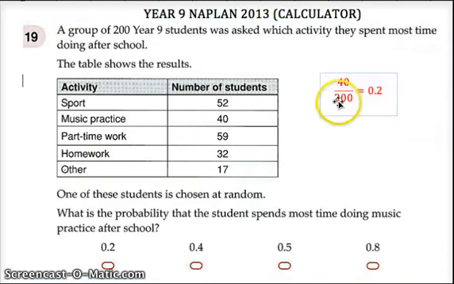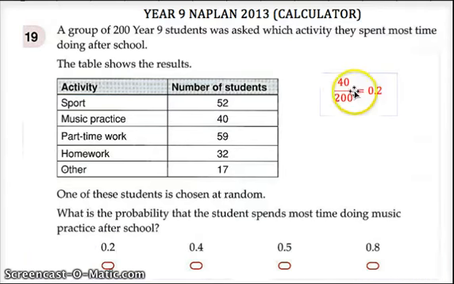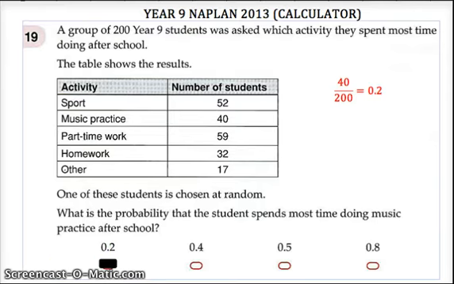So 40 divided by 200. But notice all our answers are decimals, so you don't want to do 40 ABC 200. You can use the division button, 40 divided by 200, and you will get 0.2 as your answer. So the answer is 0.2.